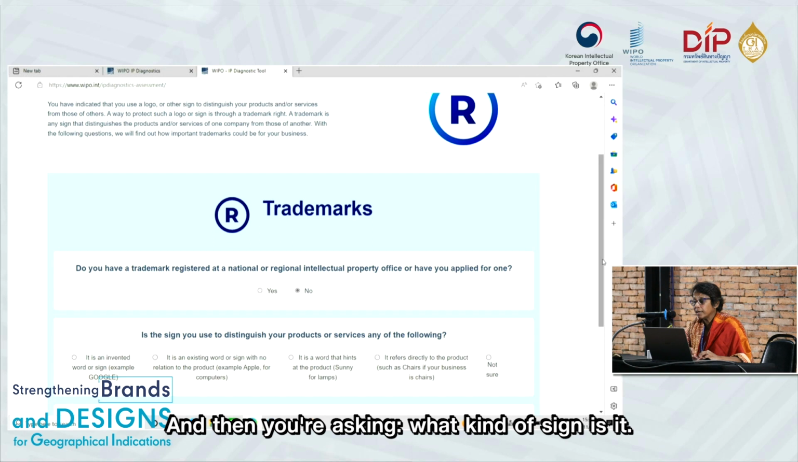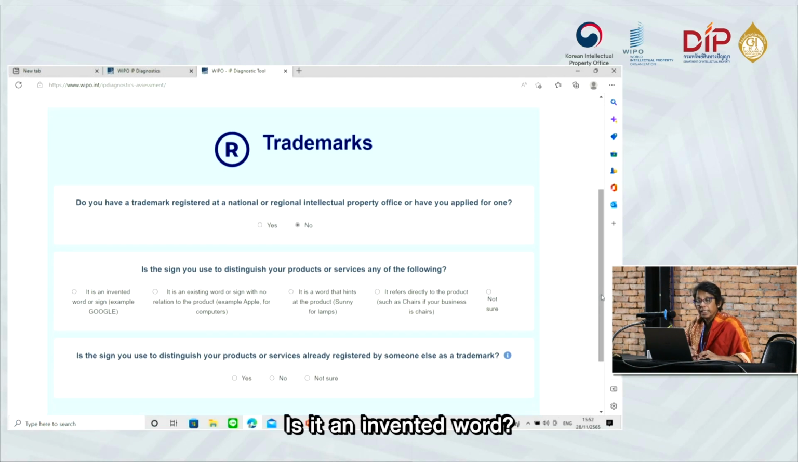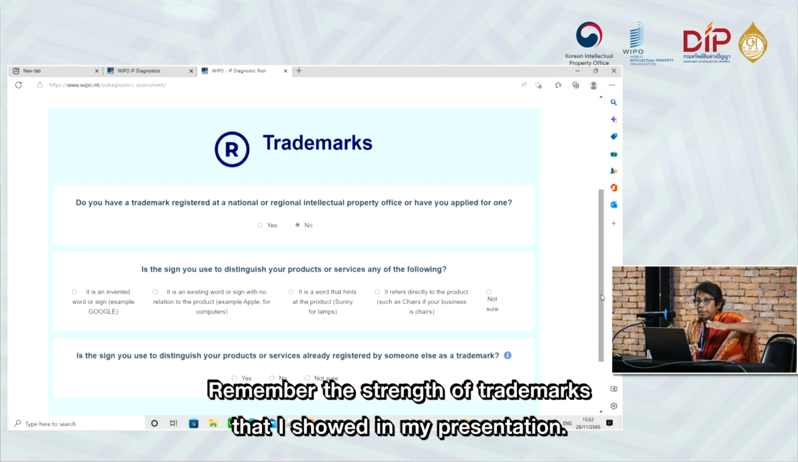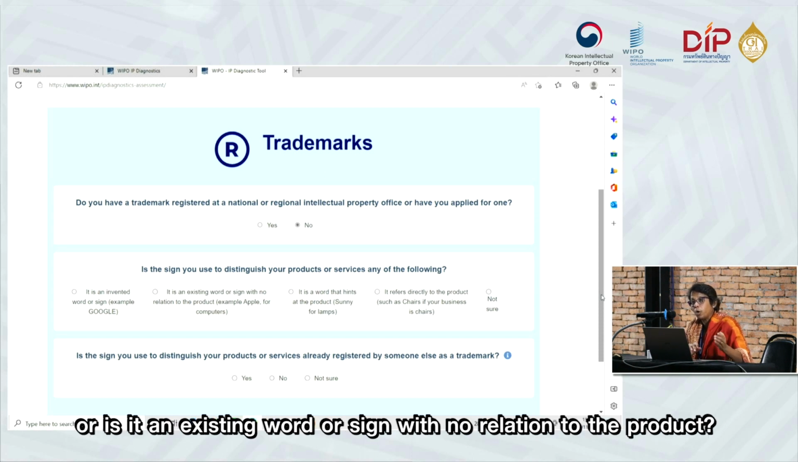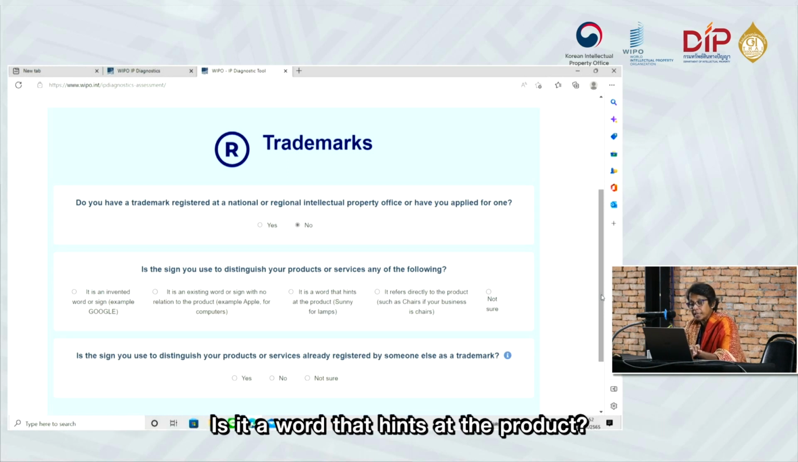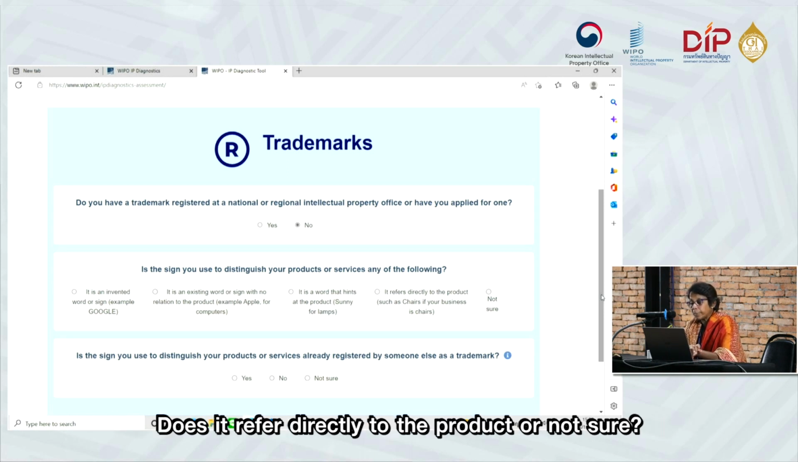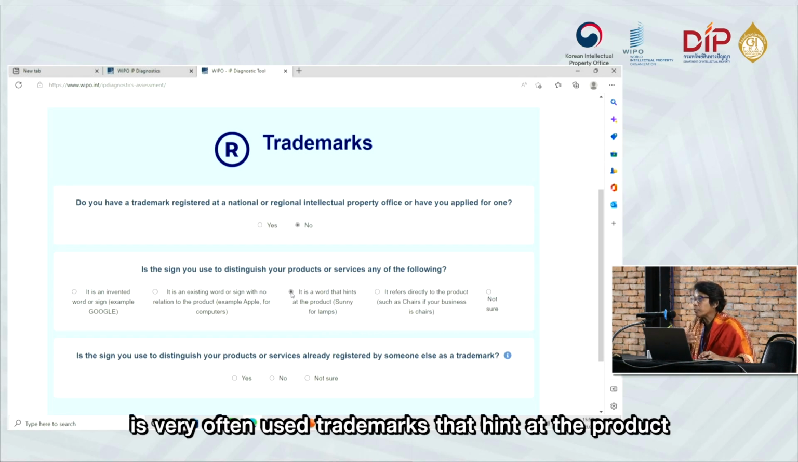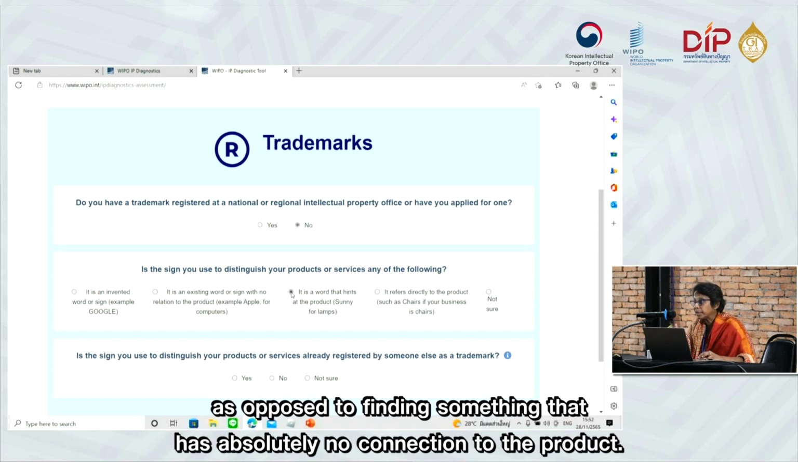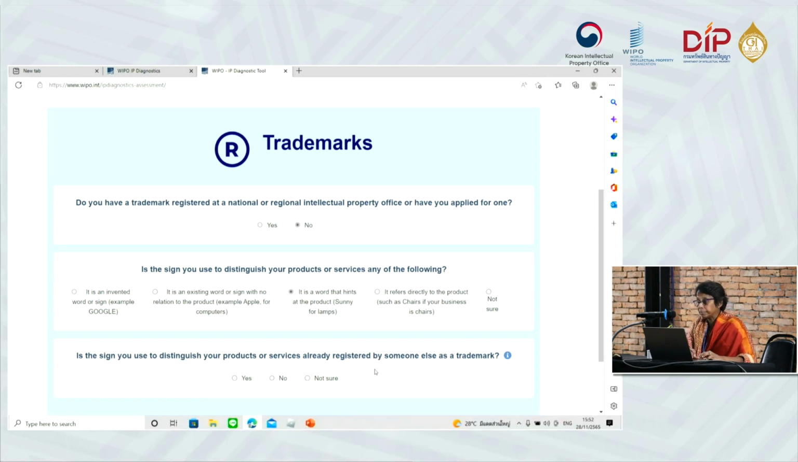And then we are asking, what kind of sign is it? We remember the strength of trademarks that I showed in my presentation. Now it's asking, is it an invented word or sign like Google? Or is it an existing word or sign with no relation to the product? Is it a word that hints at a product? Does it refer directly to the product, or not sure? So I will check, as I said, a word that hints at a product, because again, businesses very often use trademarks that hint at a product, as opposed to finding something that has absolutely no connection to the product.